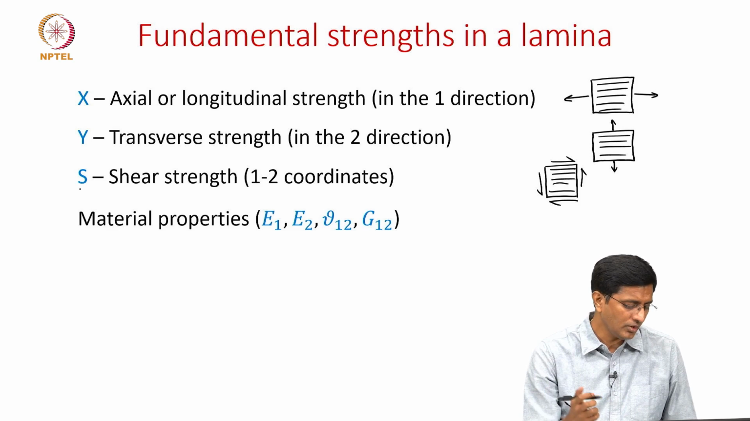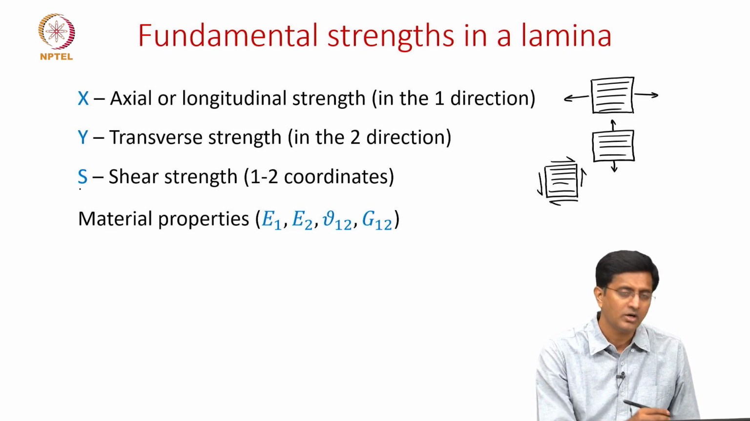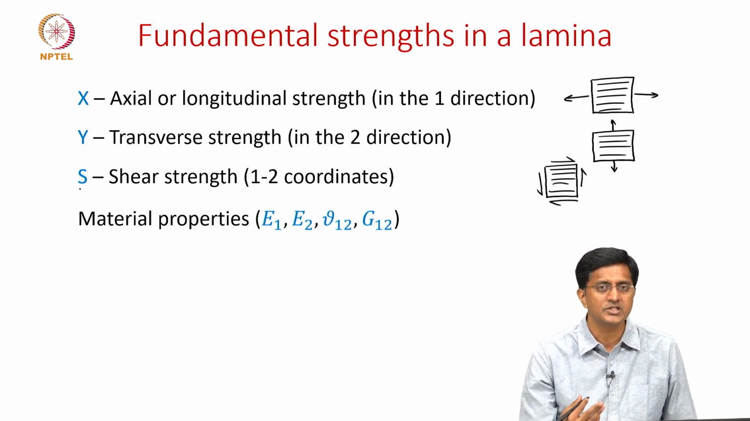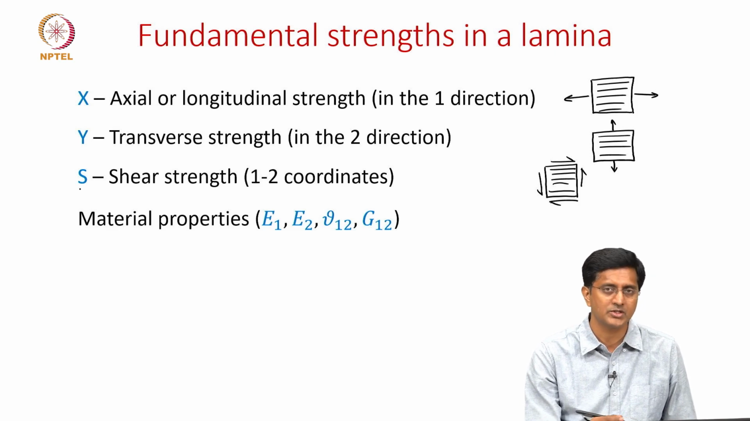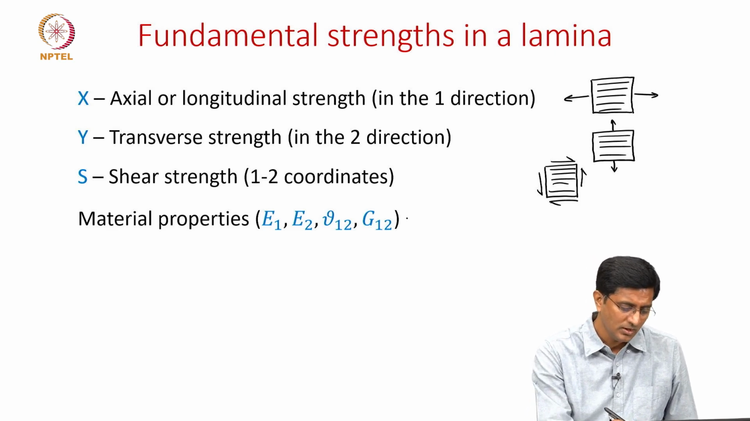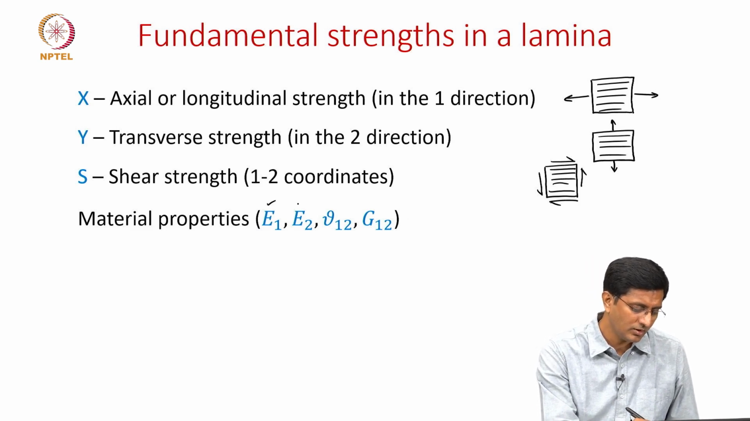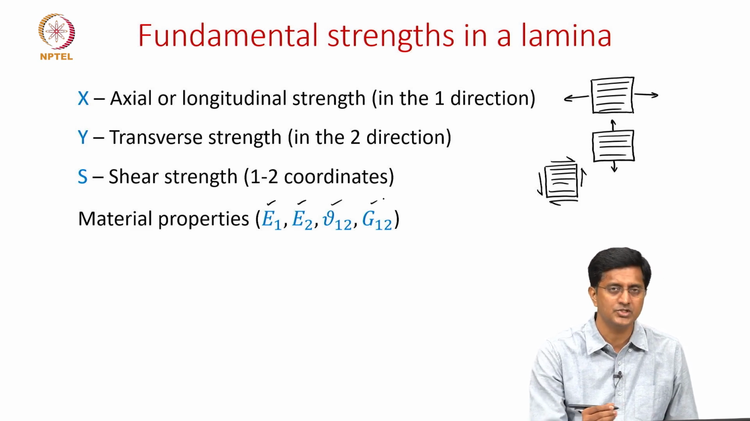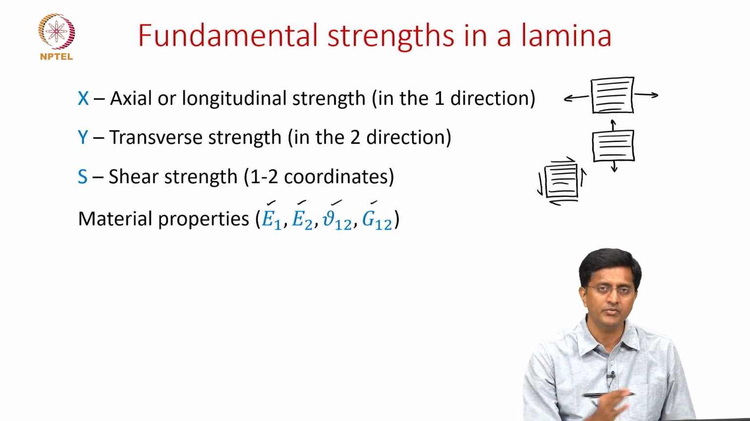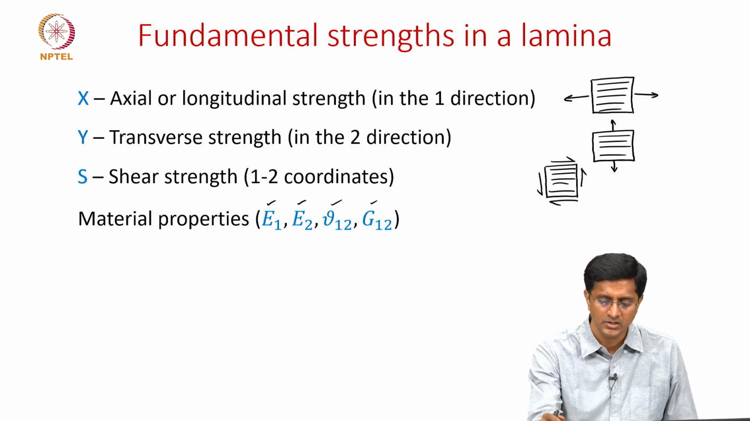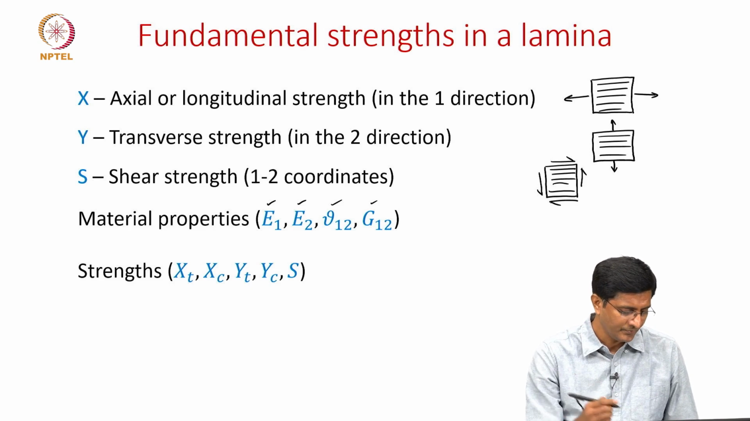So before we go there, we first see the way to define the stiffness of a lamina. We used some engineering constants. Essentially, for a 2D state of stress, we used four engineering constants, which are E1, E2, Poisson ratio nu12, and the shear modulus G12. Similarly, for the strengths, we will have a series of material constants, which are shown here.